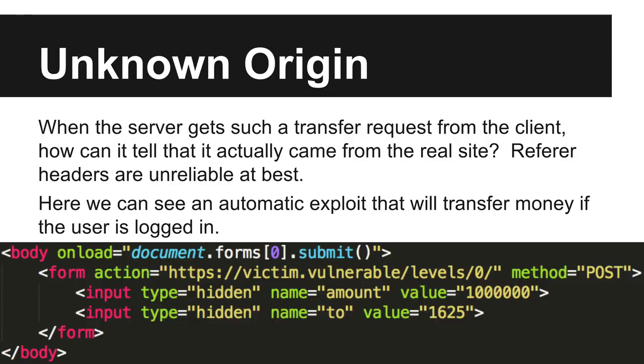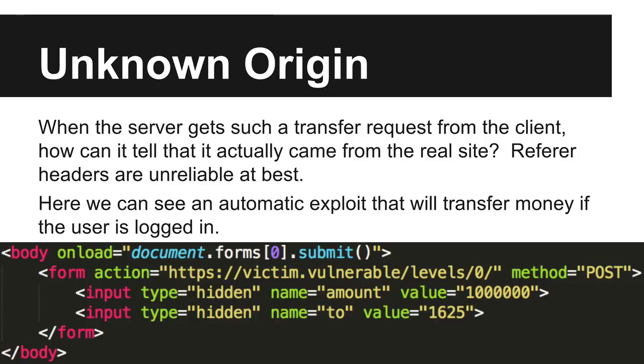Here we can see an actual exploit that will transfer money if the user is logged in. It's, again, a very simple form. It has 2 hidden inputs, an amount and a to account, and it transfers from whatever account the user is logged into, to account number 1625. Transfers $1 million into that account. And that happens instantly because when the body loads, it automatically submits that form.